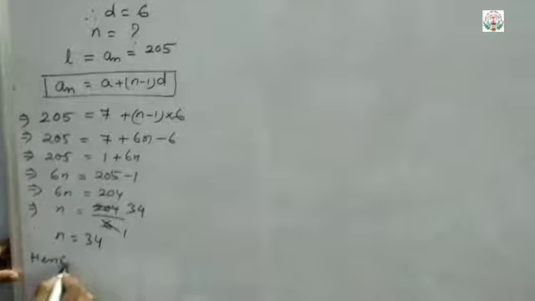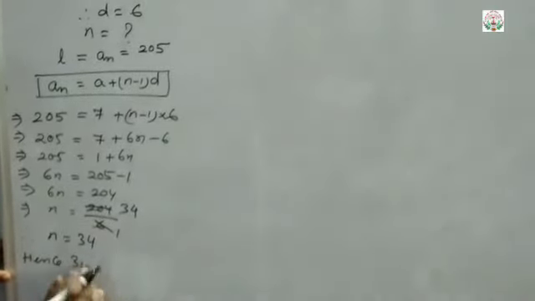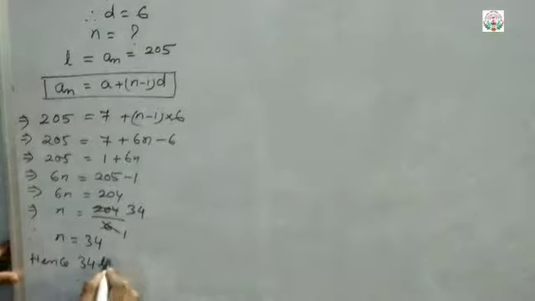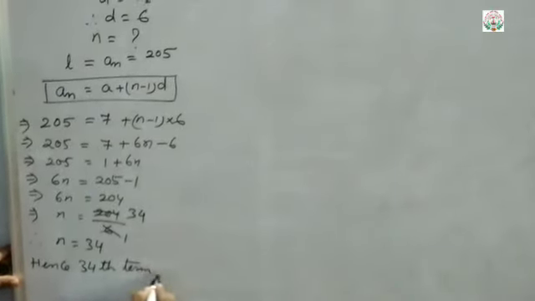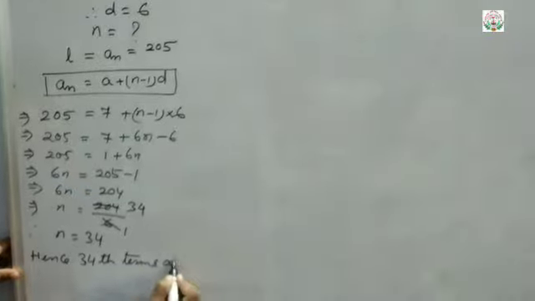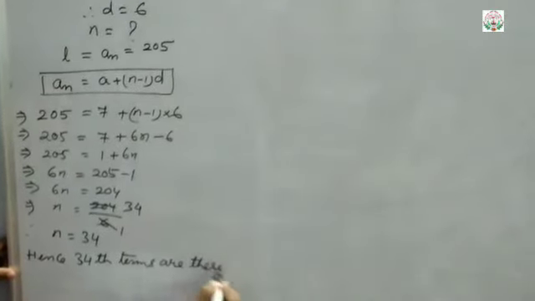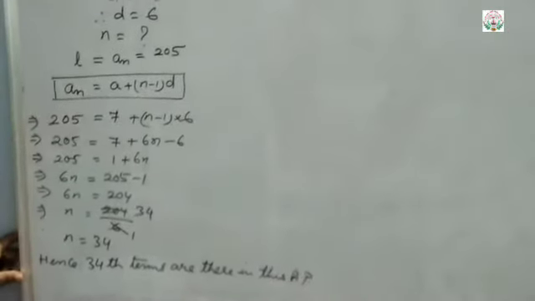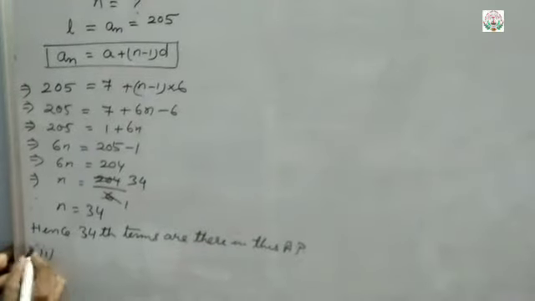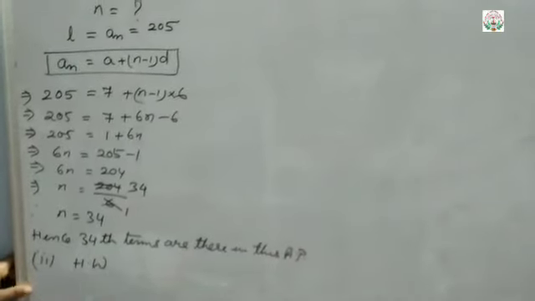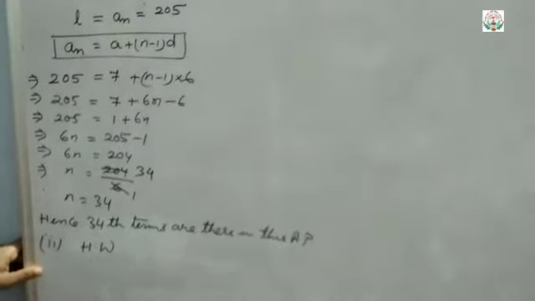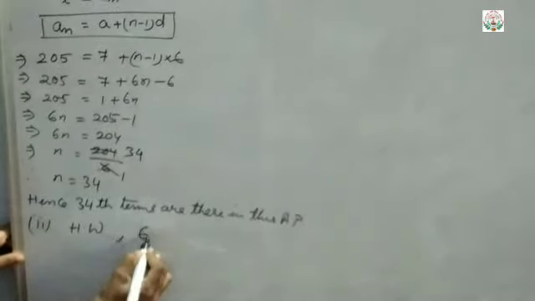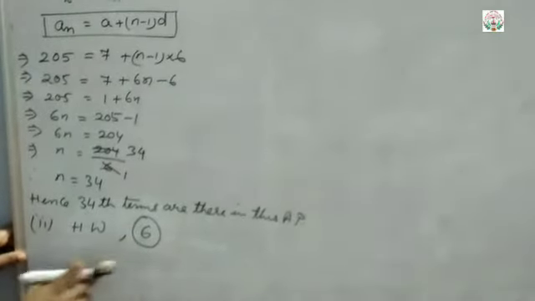So you can write, hence, 34 terms are there in this AP. Okay, clear? Likewise, the second question you have to solve as homework. The second question of fifth one is your homework. Same way, now the sixth question is also your homework. Same question, same way you are going to solve.